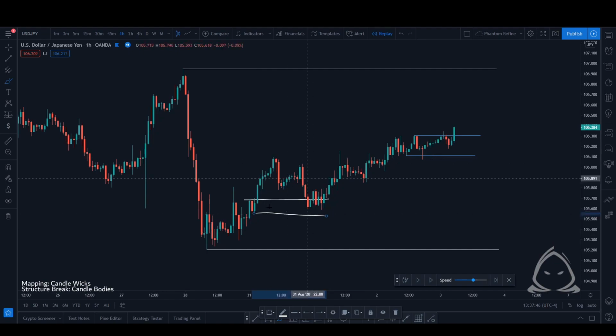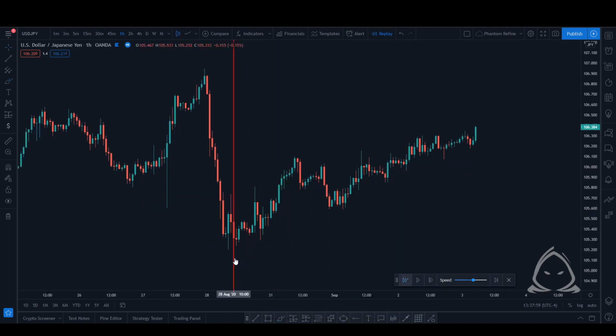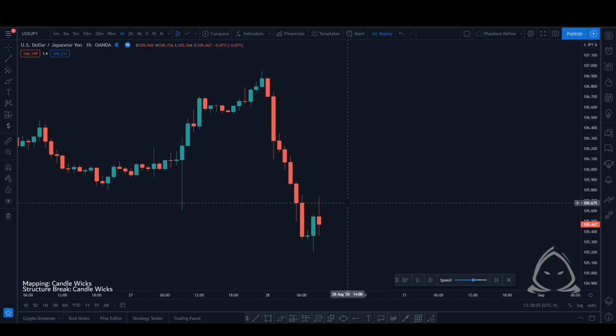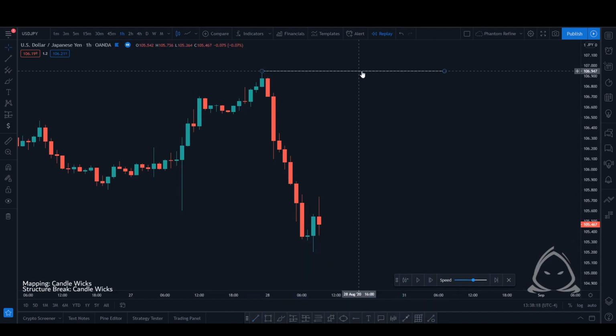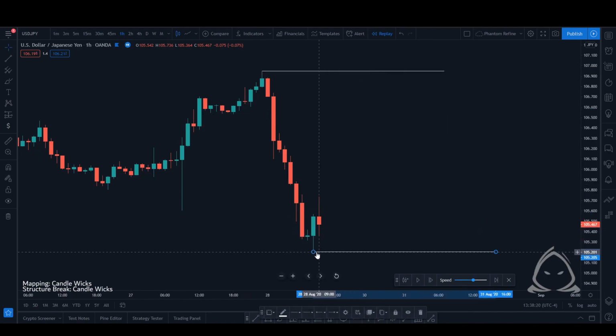So we can still look for counter trend trades that are within this overall range and still find opportunity within that trading range. And now let's look at the third and final type of mapping market structure and identifying breaks of market structure. And that's based on the wicks as a means of mapping market structure and utilizing the wicks as a break of market structure. So again, we're going to start with the exact same range. We're going to map it out just like that.